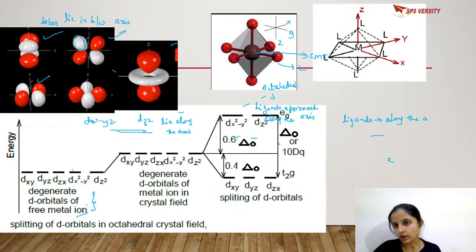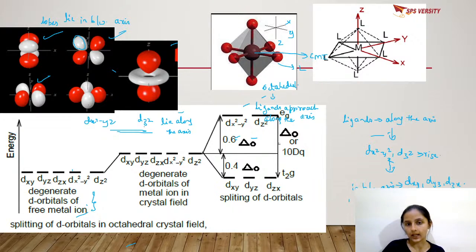When they approach along the axis, the orbitals which are present along the axis, that's dx square minus y square and dz square, the energy of these orbitals is going to rise. Whereas the energy of the other three, which are in between the axis, what are those? dxy, dyz, and dzx. Their energy is going to go down. You can see that, and the difference in energy between these two sets: the lower set is called t2g and the higher set is called eg.